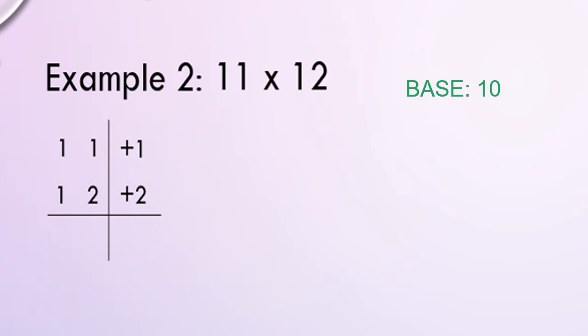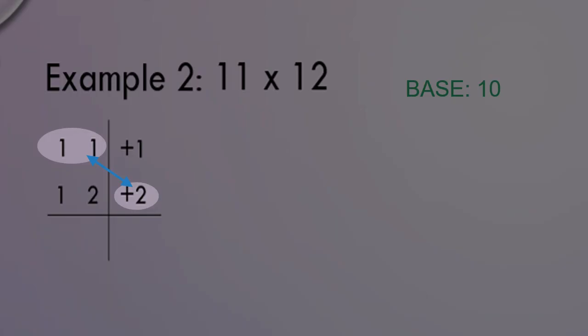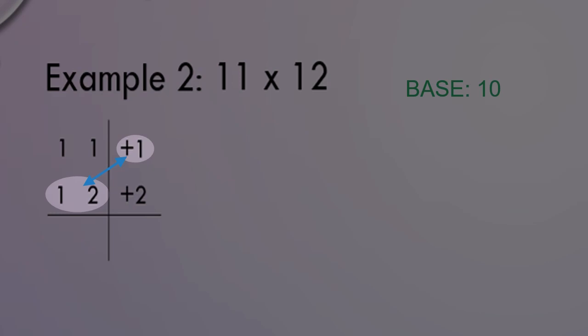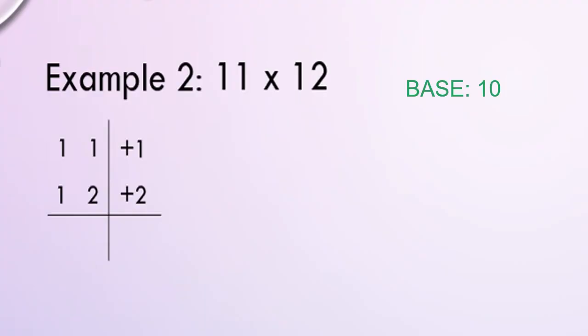Step 2, which is, we add or subtract crosswise depending on the sign. Because the sign is a plus, we will add here. So we do 11 plus 2 equals 13. We can also do 12 plus 1 equals 13. Both give us the same left-hand part of the answer, which is 13 in this case. So, we write 13 on the left-hand side of the vertical line.